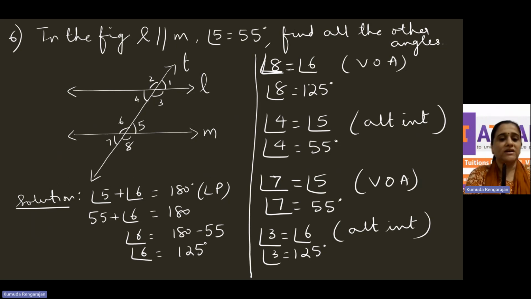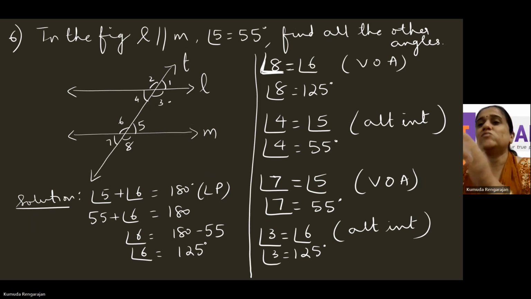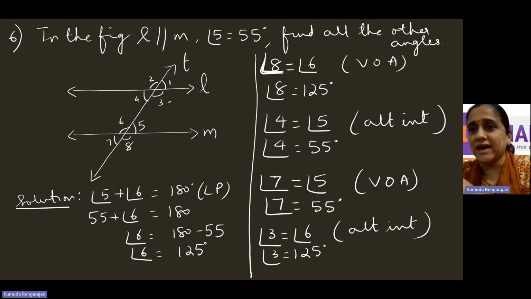You can write now, see, angle 8 is equal to, you can write angle 3, corresponding angles are equal. You can write angle 8 is equal to angle 3, correct? Corresponding angles, but angle 8 we don't know, angle 3 we don't know. What's the point writing angle 8 is equal to angle 3? You have to find angle 8 and you don't know angle 3 also. You know only angle 5 and angle 6.